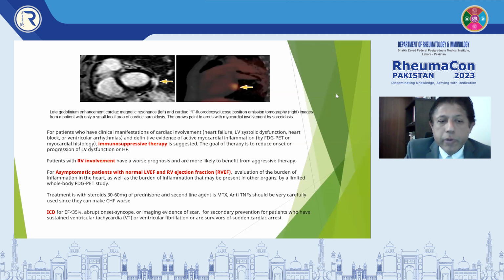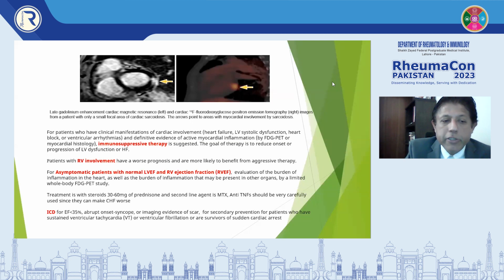For asymptomatic patients with normal LVF and right ventricular ejection fraction, we have to evaluate the burden of the disease by doing the PET scan for the rest of the body involvement. Treatment is basically steroids along with methotrexate. Anti-TNFs can also be carefully added because anti-TNF, as we know, can worsen CHF in patients who are predisposed to having CHF.